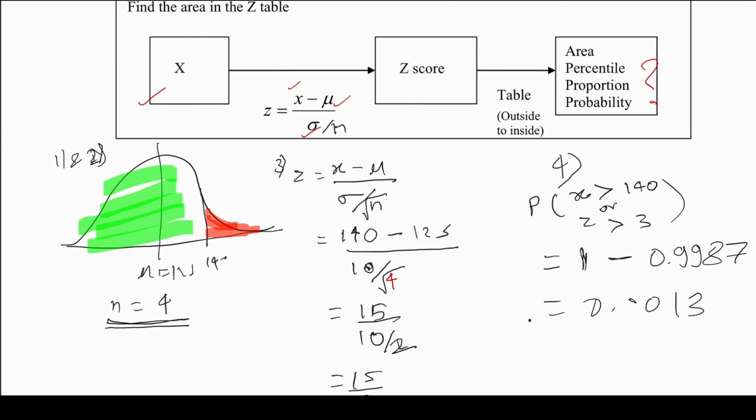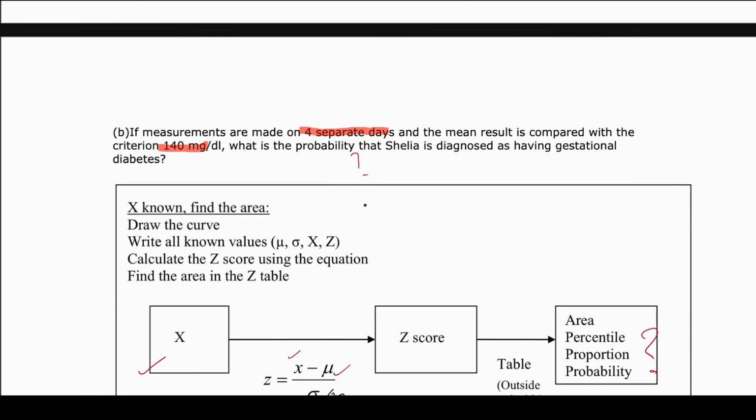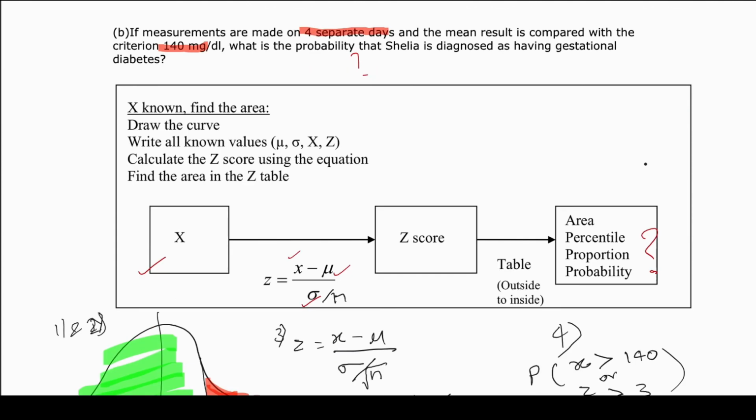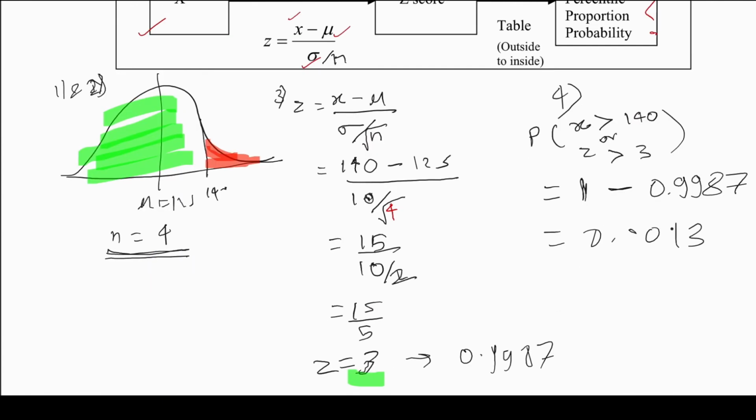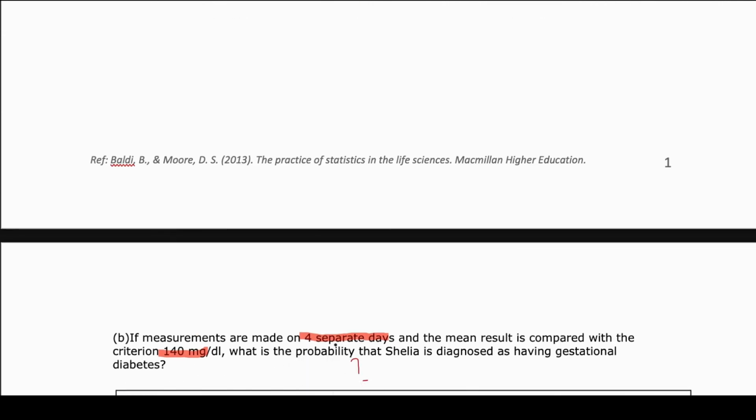Alright, so that's it. And if you like, you can also write down the answer in word form as a final answer: the probability that Sheila is diagnosed with gestational diabetes would be 0.0013 in this case, given that there were 4 separate measurements made.